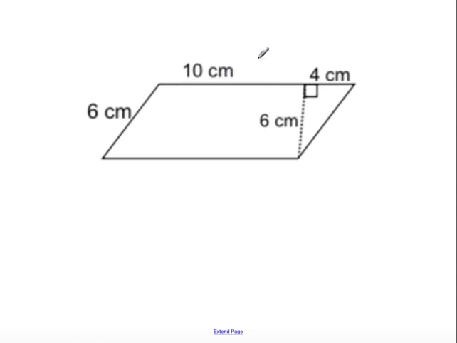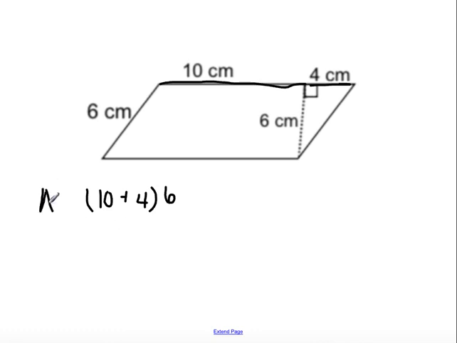This one's slightly different because we have two separate sections for our base. So we have this right here, that's 10, and over here this is 4, and since together they make up the whole base, we actually have to add those together. So we have 10 plus 4, and then our height, our straight up and down, would be the 6 centimeters.